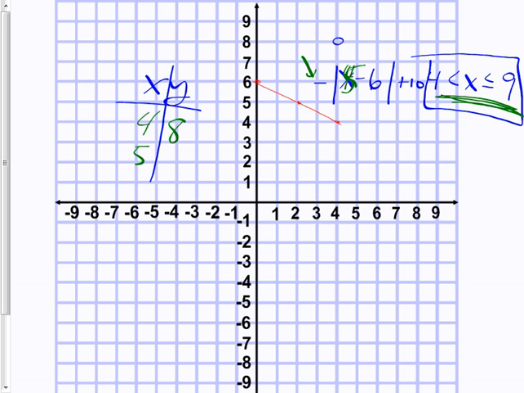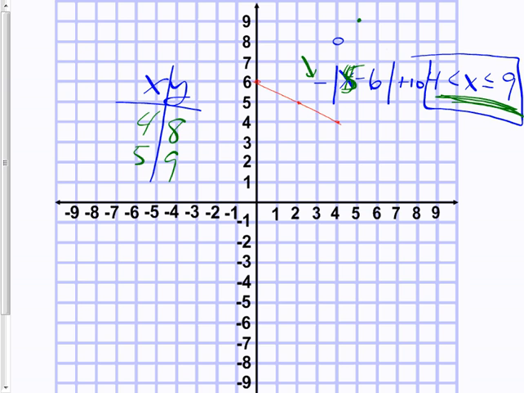5 minus 6. What's 5 minus 6? Negative 1. Absolute value, 1, and then make it negative. Negative 1, and then add 10. 9. 5 comma 9. Over 5, up 9. There it is. You see where it's going to go now, probably? Probably going to keep going that way.